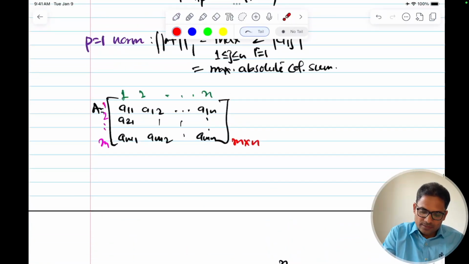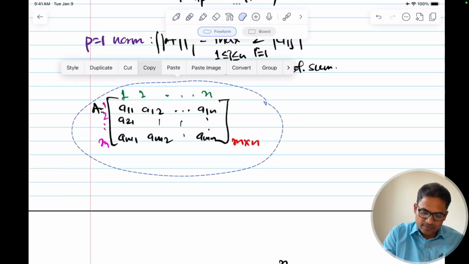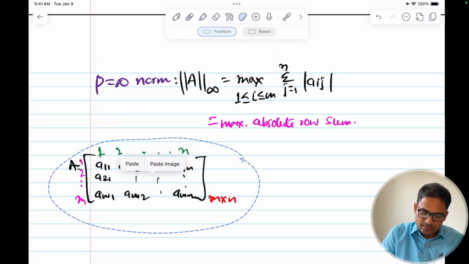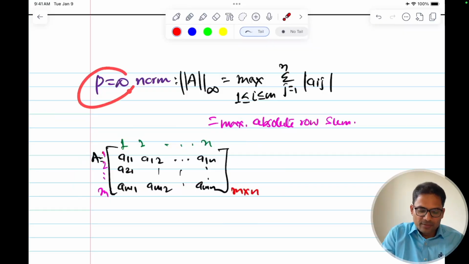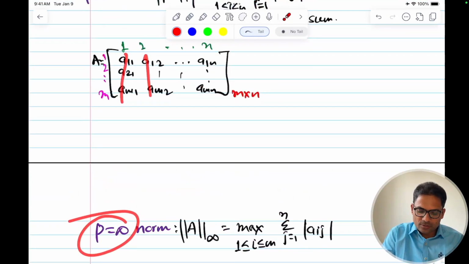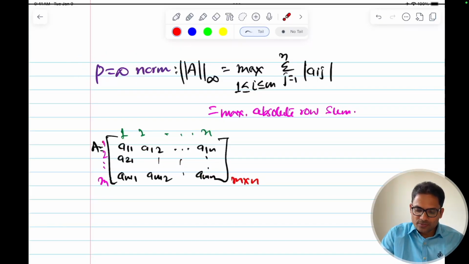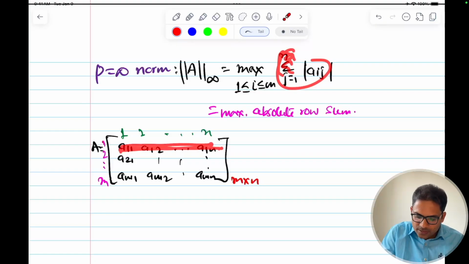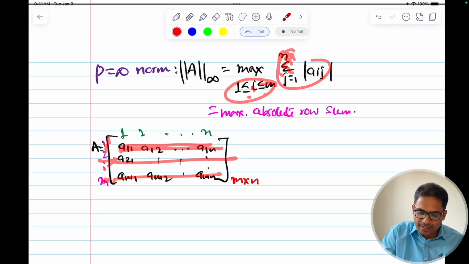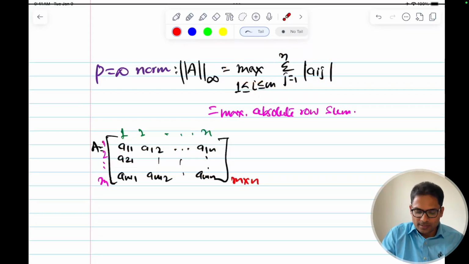Same thing here, but this is P infinity now. So P1 was capturing the column sum, now I'm going row wise. So max of j equal to 1 to n Aij. For the first row from 1 to n, I'll take this sum. This is a summation, sigma is sum. Then I will go for the next row, second till mth row. So for all the m rows I'll take the sum like that, and I'll choose the max out of it. That's what this means.